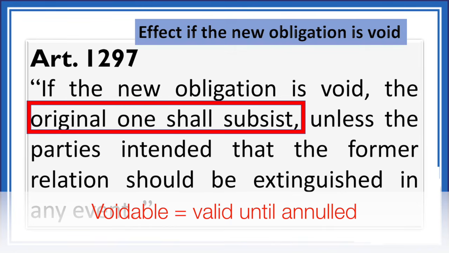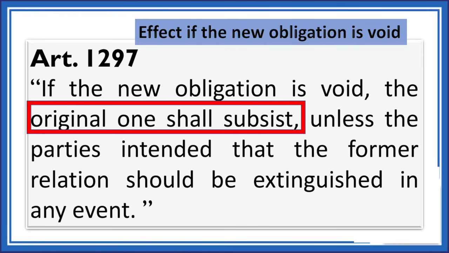But, by the time that it is annulled, kung na-declare na nga siya na void, the novation must be considered as not having taken place. Okay? But Article 1297 also provides for an exception. Karugtong lang naman din nung binabasa natin. So what is the exception to the rule that there is no novation if the new obligation is void?